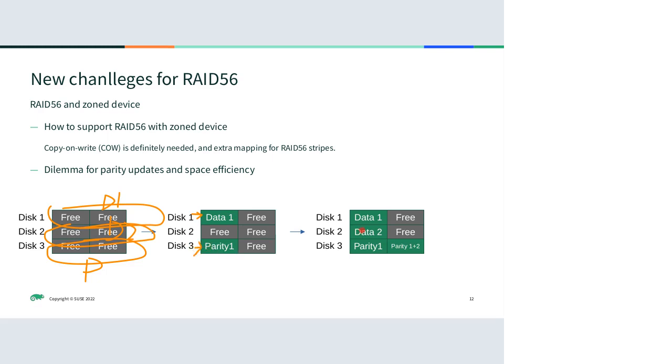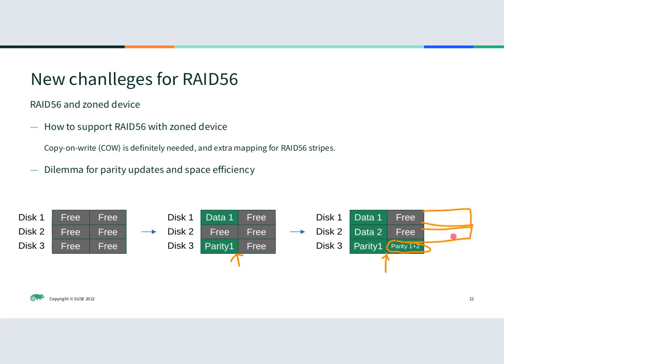But when we write data two, there comes a problem. Data two can still reach the same position of the vertical stripe, but its parity cannot, because after this write, the write pointer has already been moved forward to the next block. So it means that the new parity has to be written here. And you can see the problem.